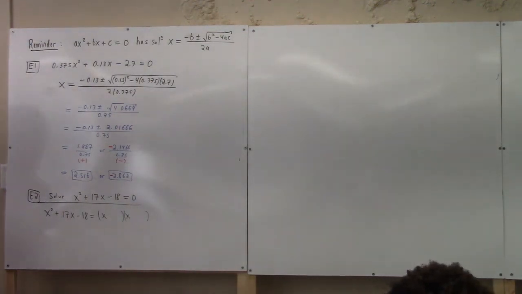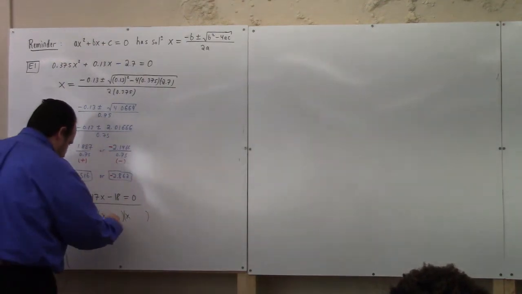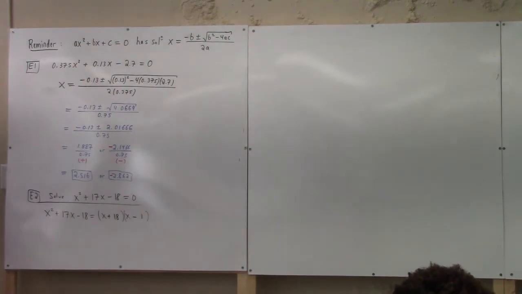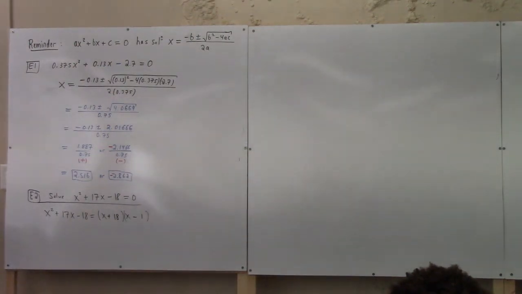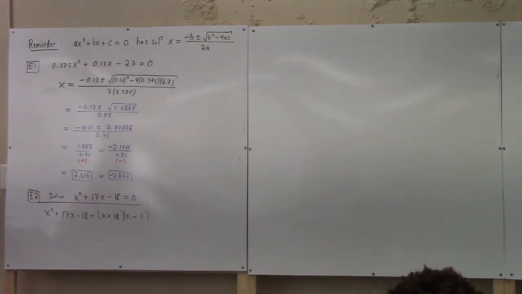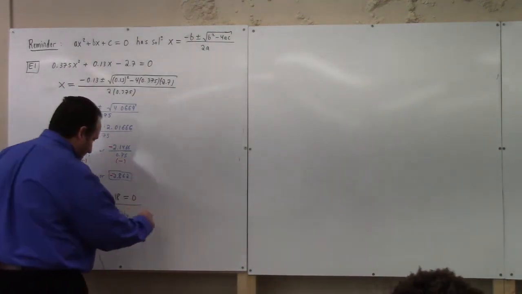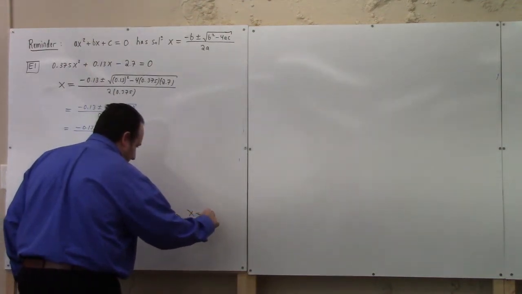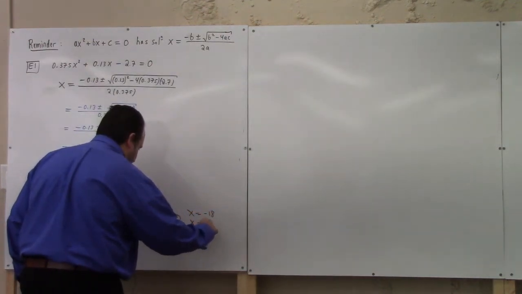Plus 18 minus 1. I knew somebody in here would have figured it out. Let's see, plus 18 minus 1. I bet a bunch of you have this, but don't want to admit to it. So this is equal to 0. What does it tell you the solutions are? So x equals, I heard minus 18 and positive 1. Very good.